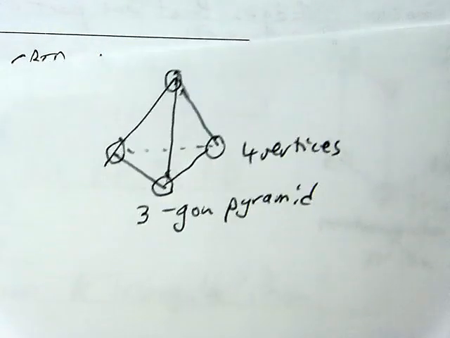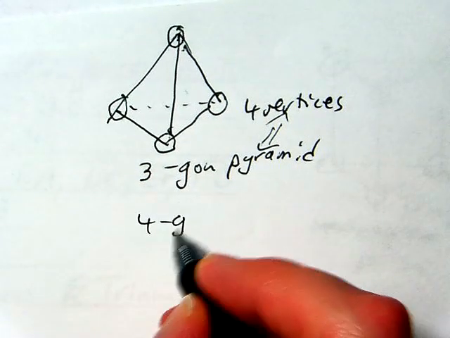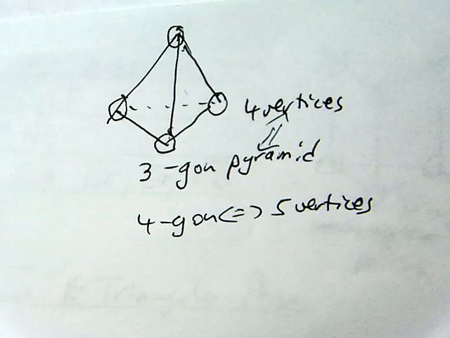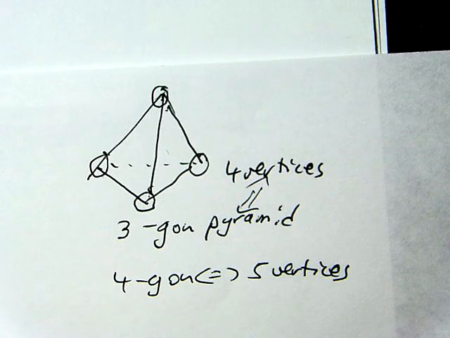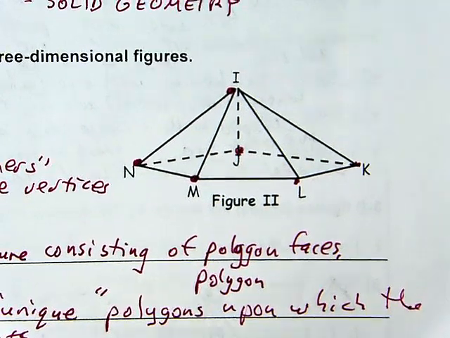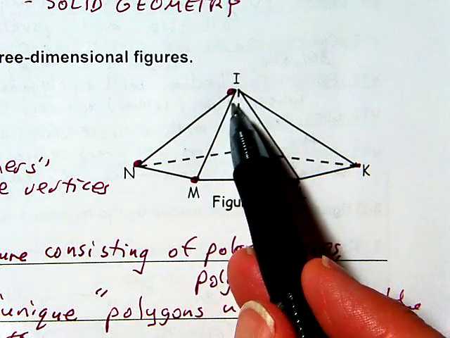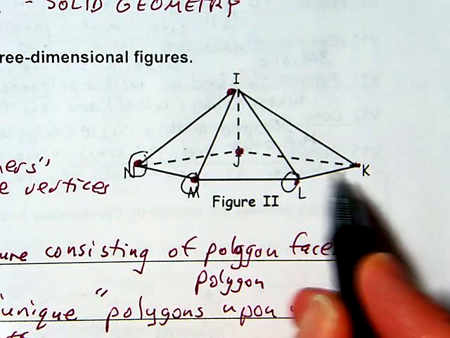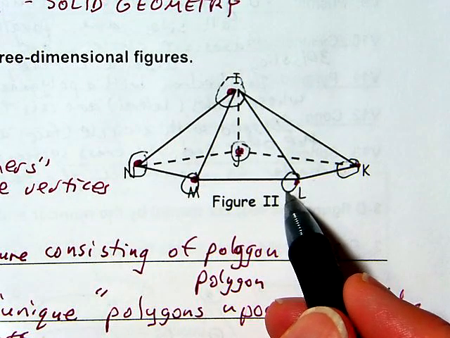I hope you see the pattern that we're starting to develop here. So a 3-gon had 4 vertices. A 4-gon has 5 vertices. Let's turn our paper over because we've got a nice figure on the other side, which was figure 2. We already said that figure 2 was a 5-gon pyramid. So we've got a pentagon at the base, and then it's a pyramid. So let's count the number of vertices here. 1, 2, 3, 4, 5, plus the one at the apex makes 6.